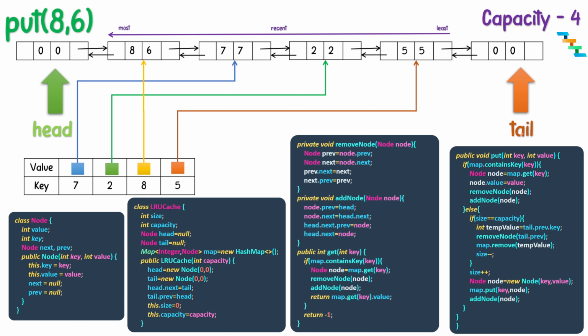And we will check another condition where we will check what happens if you get a key which is not present in the hash map. Now if you try to get the value for the key 9 which is not present in this cache. So first we will check if the map contains the key 9. The key 9 is not present, so we are returning -1.